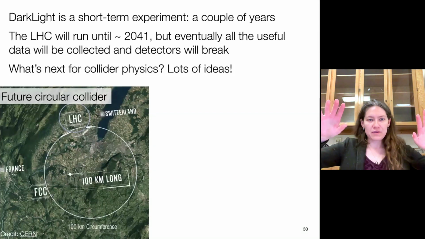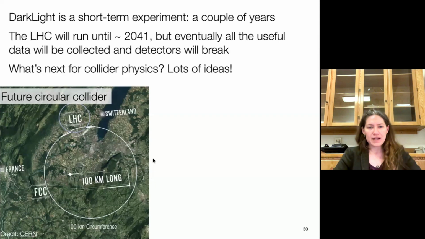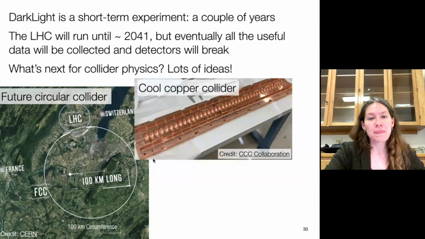So if this is another overhead view of Geneva, and you have the LHC here in this blue ring, this indicates what a 100-kilometer long ring could be that could be added to the same location, use CERN as a host lab, but be able to accelerate to way higher energies and possibly be the next step beyond the LHC.